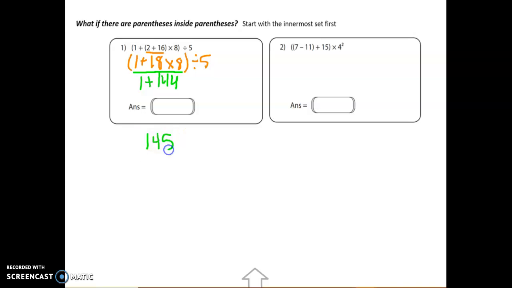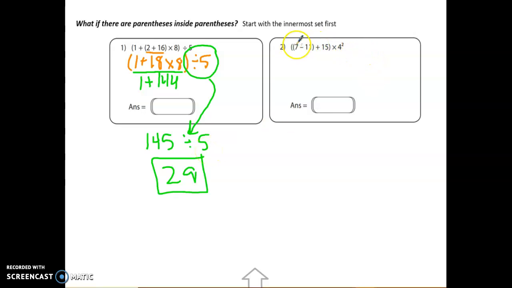And I'm going to go ahead and jump down here. And then we have this divided by 5, which was outside of our parentheses. I'm just going to drag it down there. When we divide by 5, we get a final answer of 29. So again, this is just to point out, if you have parentheses inside of parentheses, you're going to work with the innermost set first.